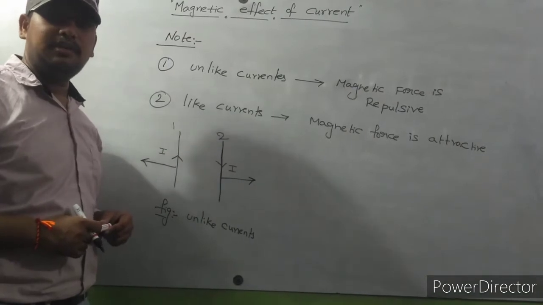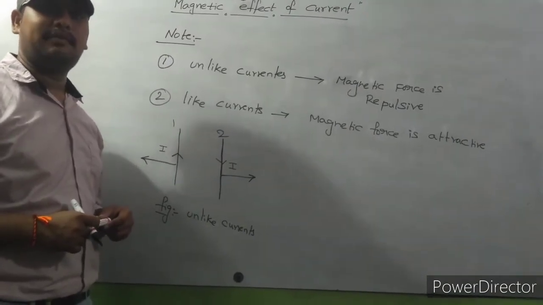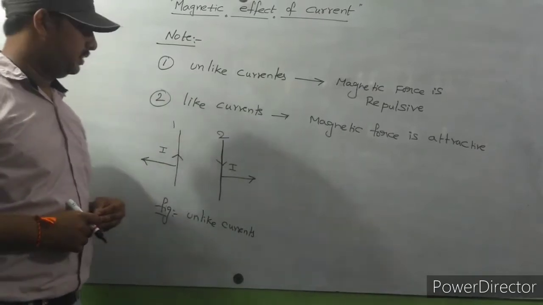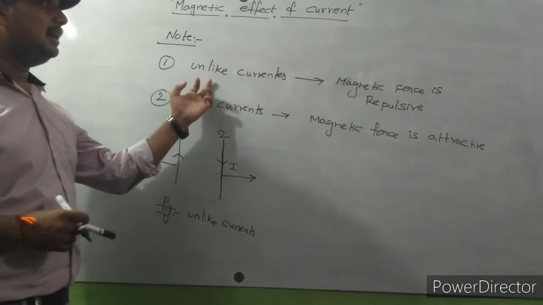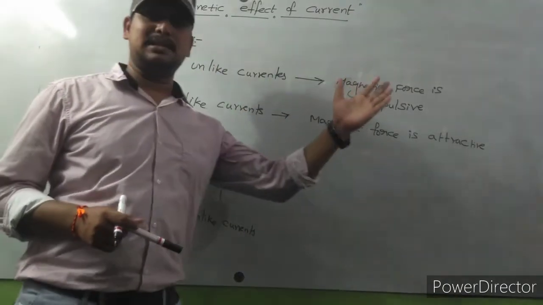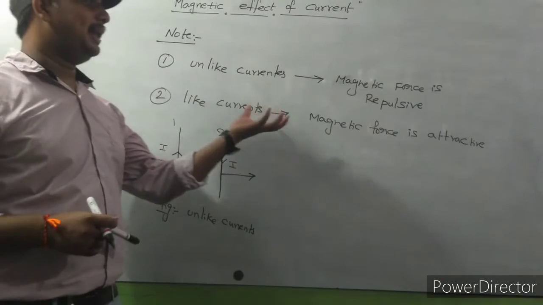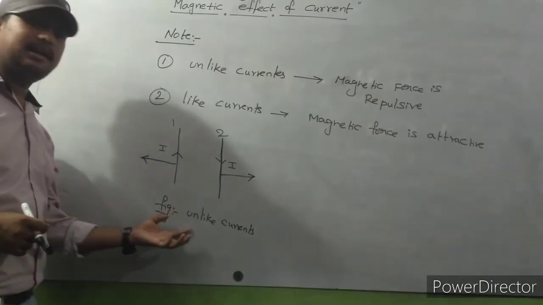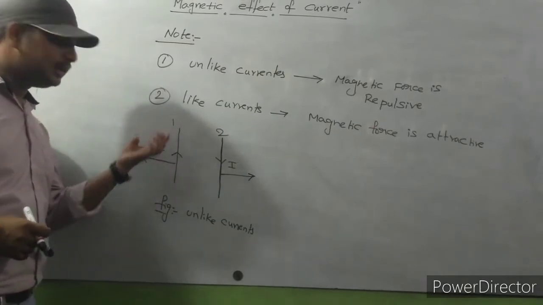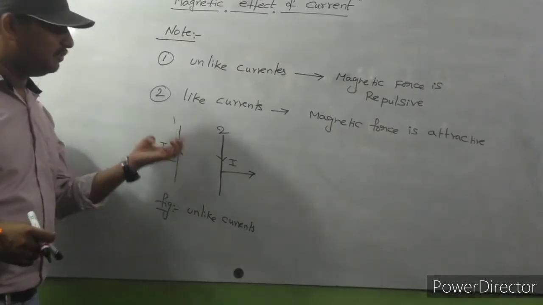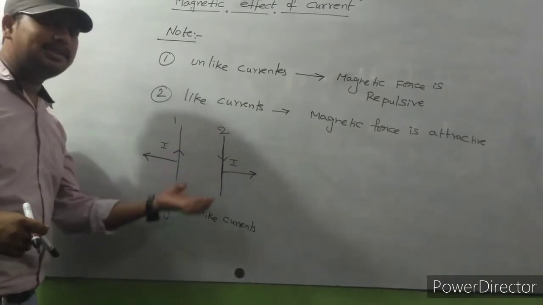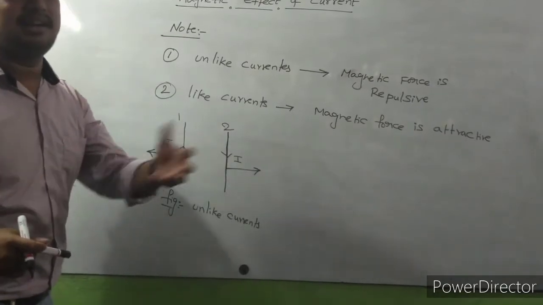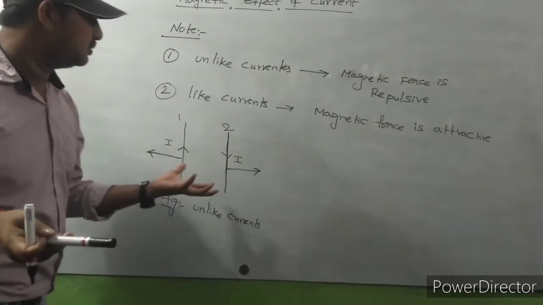Well, to continue my lecture on the chapter magnetic effect of current, the concept is Fleming's right hand palm rule. Here, note point 1. For unlike currents, magnetic force is repulsive. For like currents, magnetic force is attractive. So this is a diagram for unlike currents. Why is it unlike current? Because for the first conducting wire, electric current direction is upward. For the second conducting wire, electric current is downward. One is upward, another one is downward. Directions are opposite. That's why these are unlike currents.